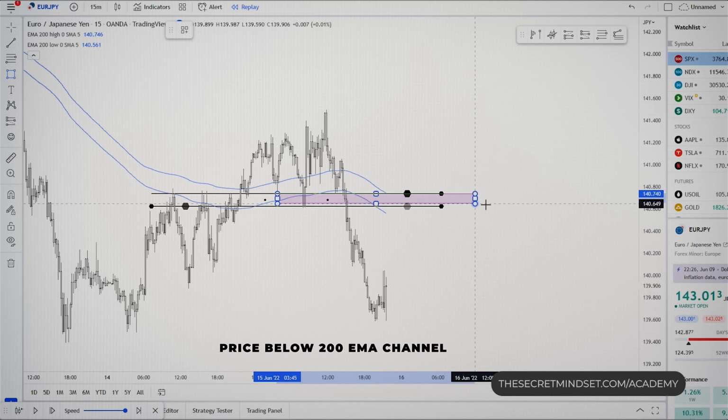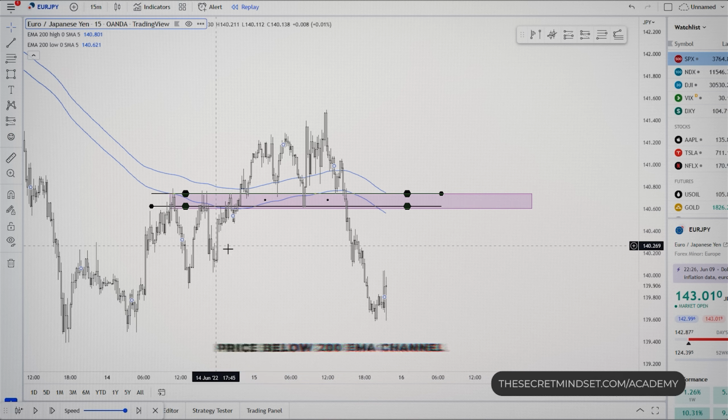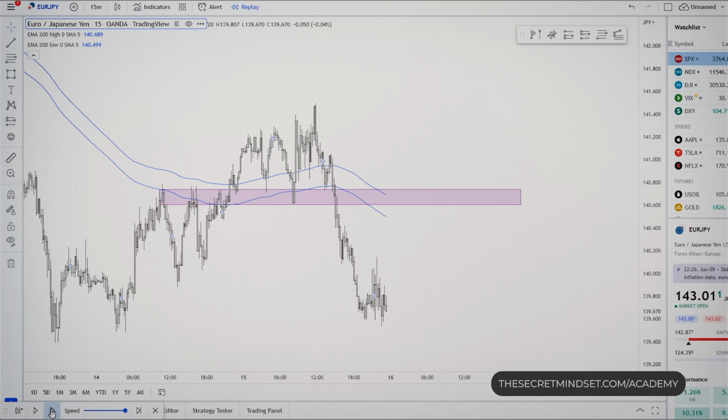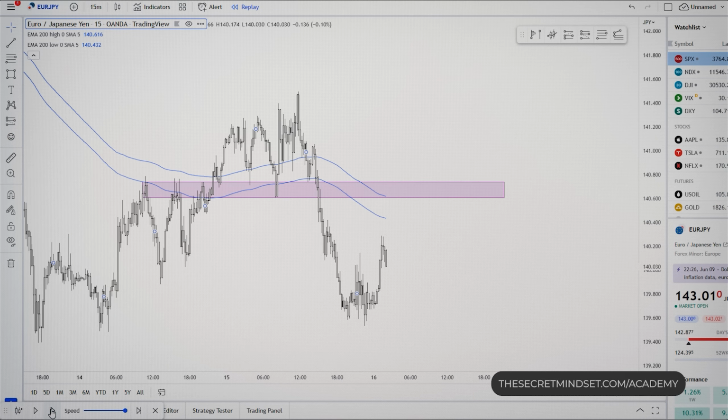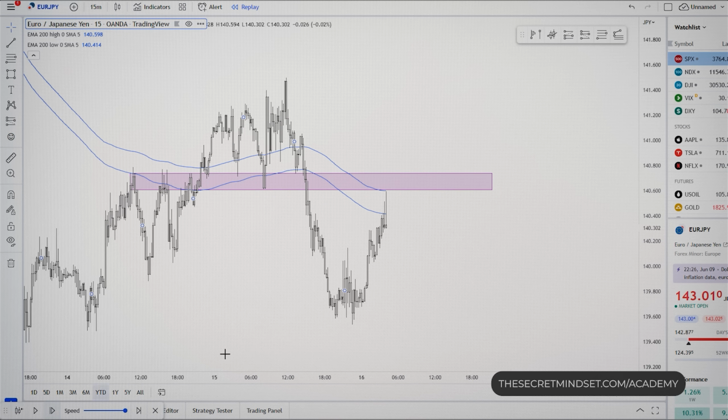This area is an important one. It was a support zone, turning into potential resistance, which aligns with the EMA channel. So we found our value zone. If price comes to this confluence area, we'll enter a sell position.